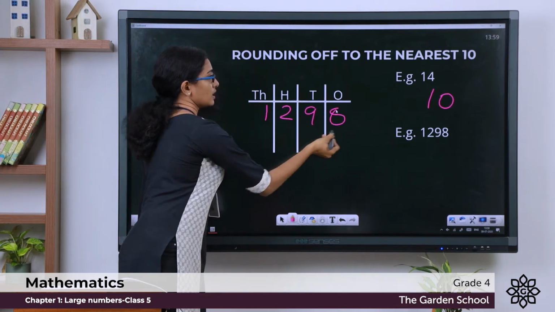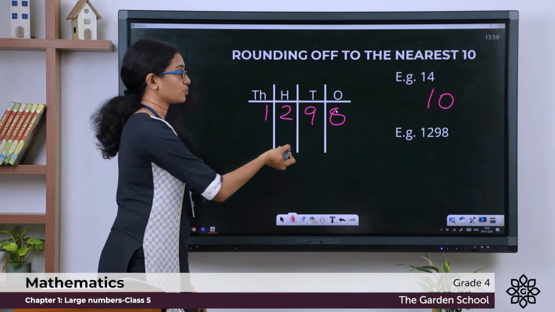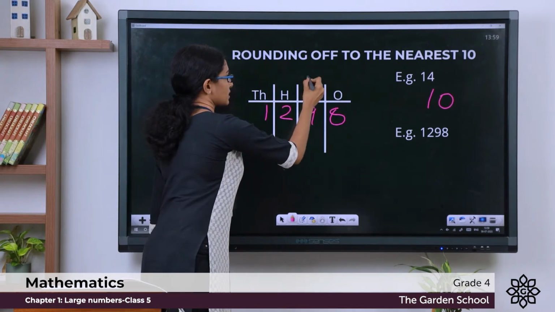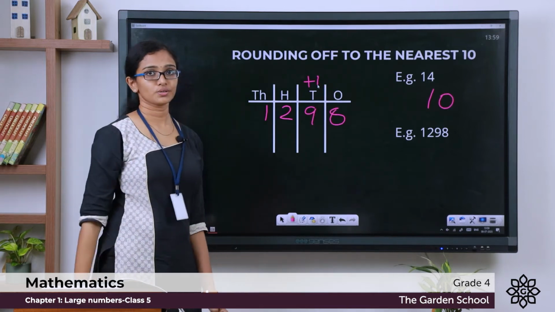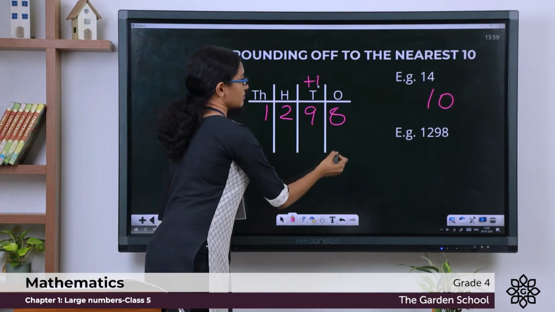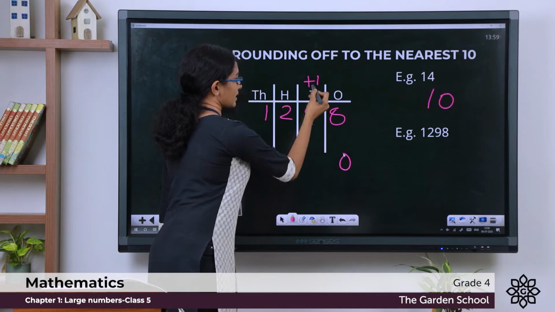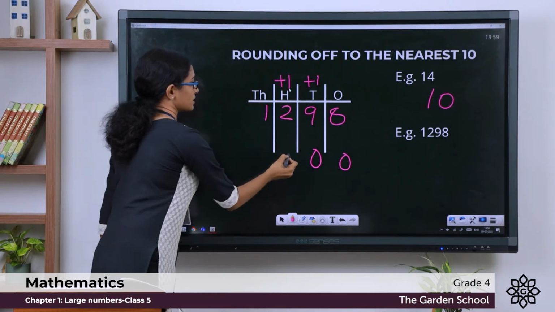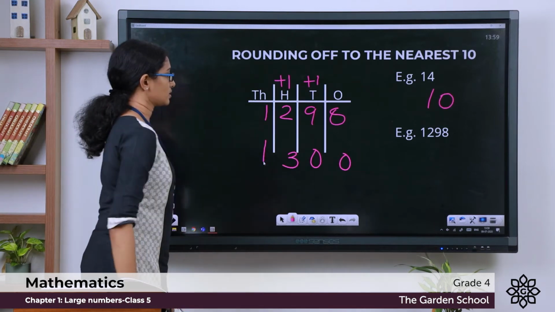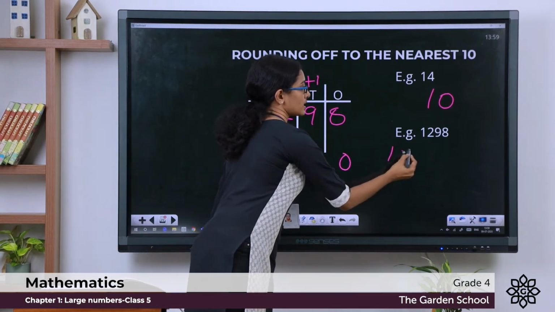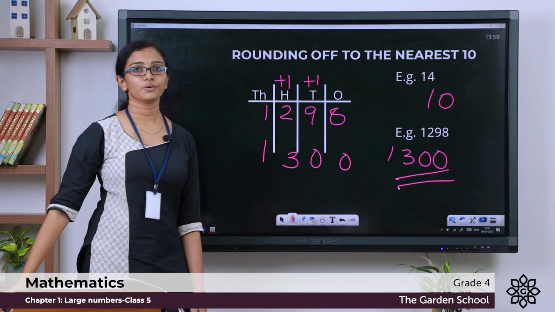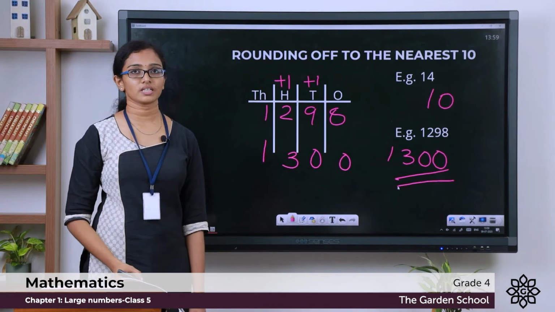1298. Here the ones digit is 8, which is more than 5. In that case, we have to add 1 to the tens digit and change the ones digit to 0. So, that will make this number: here it is 0. Here 9 plus 1 is 10. We carry forward 1. Then 2 plus 1 is 3, and 1. So 1298 rounded off to the nearest 10 will give you 1300. I hope this is clear to you.